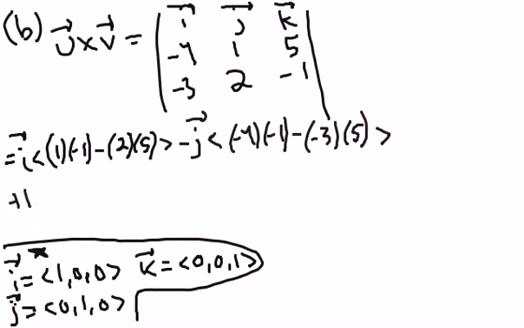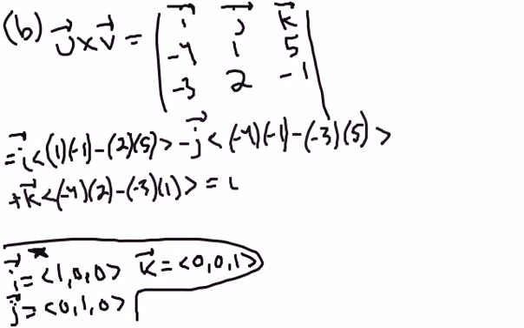Okay, and then I'm going to go back to plus, and I have plus k. And now I do the same thing. I cover this row and this column that have to do with k. So I have -4 times 2 minus -3 times 1. Okay, so if you simplify this, you will get -1 minus 10, which is -11, -11i.